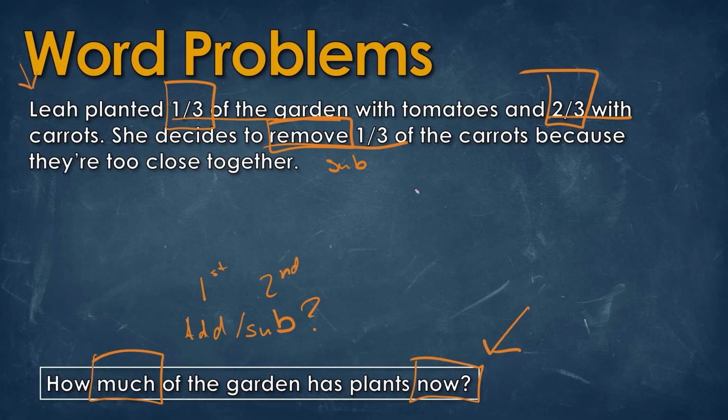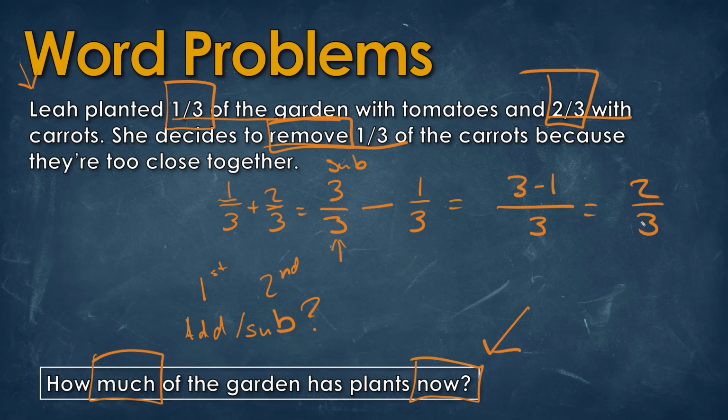So adding the first two numbers, we have 1/3 plus 2/3. We're going to put 3 on the bottom, and we'll just add the 1 plus the 2, which will give us 3. Now it looks like we're going to be subtracting or removing 1/3. So that means we're going to start with what we originally had, which is 3/3, and that's also the bigger number, and we're going to subtract 1/3. If we're subtracting, we still keep that bottom number the same, the denominator, and then we subtract 3 minus 1 on top, and that's going to give us an answer of 2/3 of the garden.